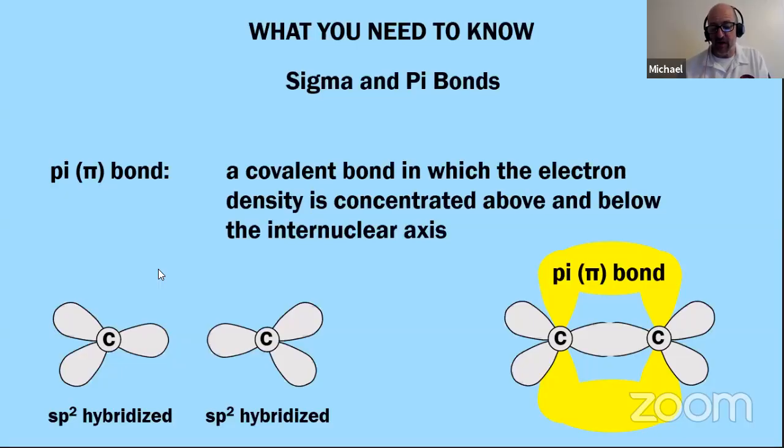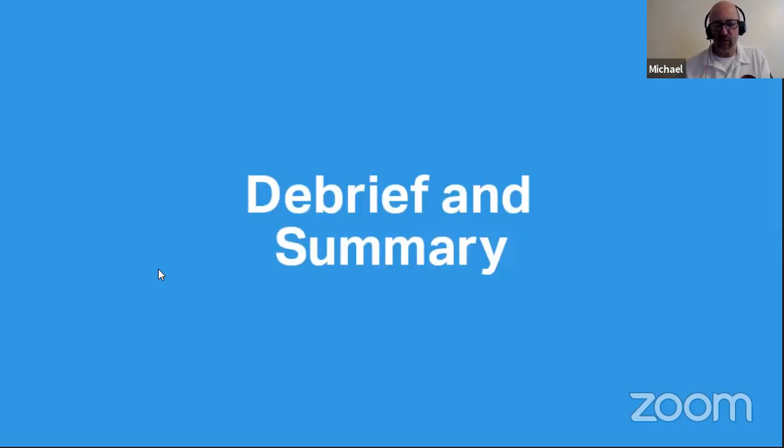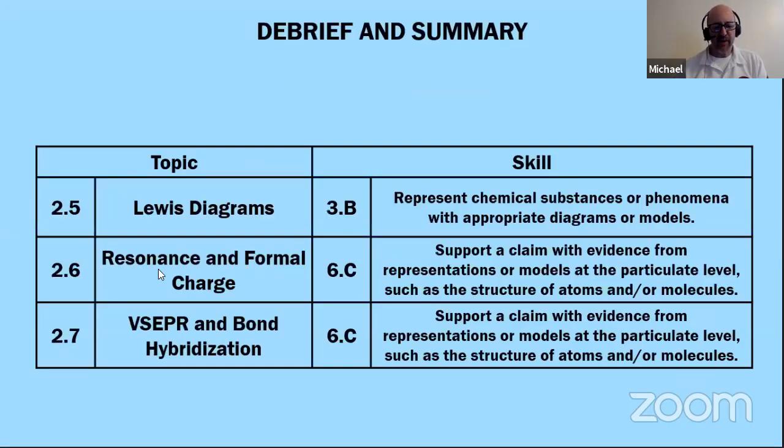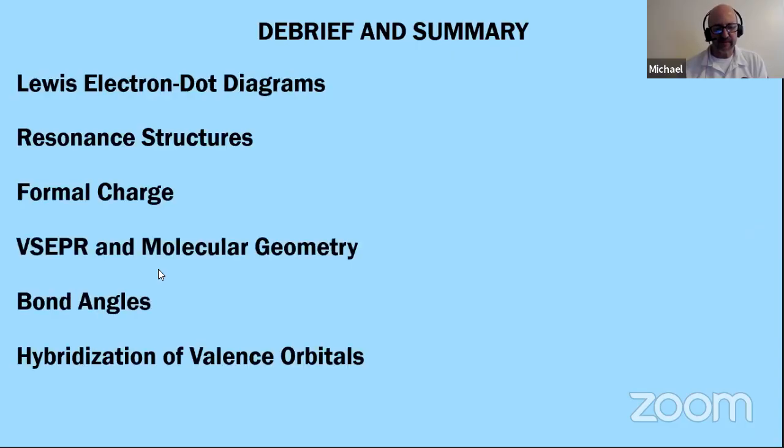So this would be an example of 1 sigma and 1 pi bond. So a double bond represents 1 sigma bond and 1 pi bond, and a triple bond represents 1 sigma bond and 2 pi bonds. All right, let me get to my debrief and summary, and then our homework for today. All right, we talked about Lewis electron-dot diagrams, resonance, formal charge, valence shell electron pair repulsion theory, and bond hybridization, and finally, sigma and pi bonds.